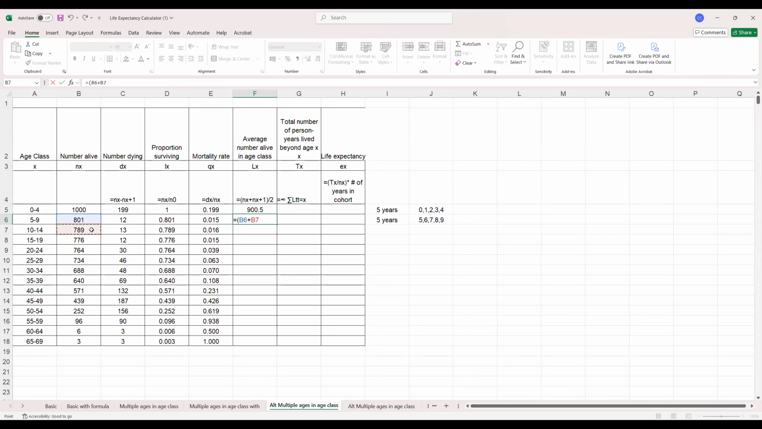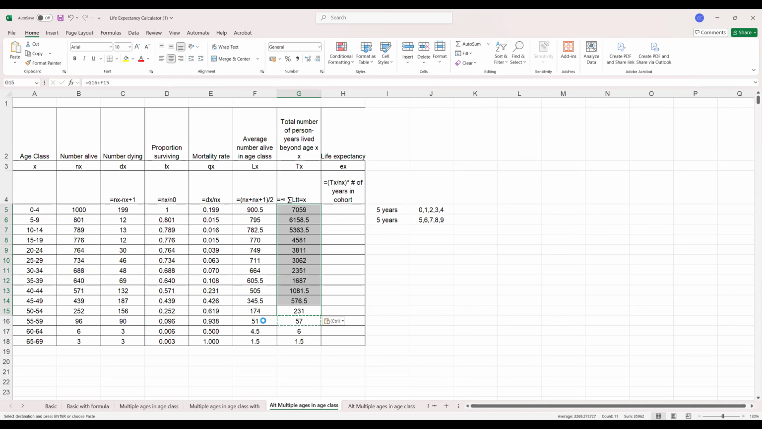Plus 789 divided by 2. You do that over and over. If you only have a scientific calculator, unfortunately, you have to compute it manually. If you have Excel, you can drag and drop. T sub x, you start with just copying the one on the left, and then add the bottom with the one on the left to get the total number of person years lived. Again, bottom plus the one on the left. And once you have that, you copy and you paste.